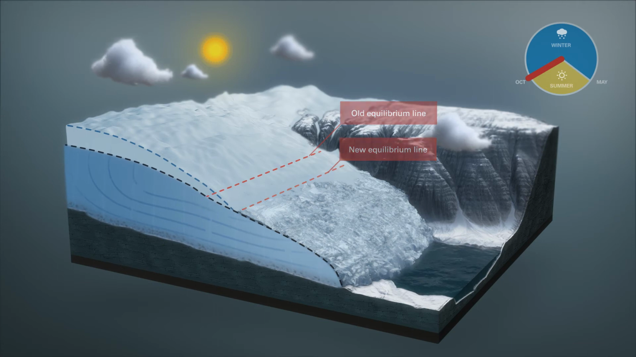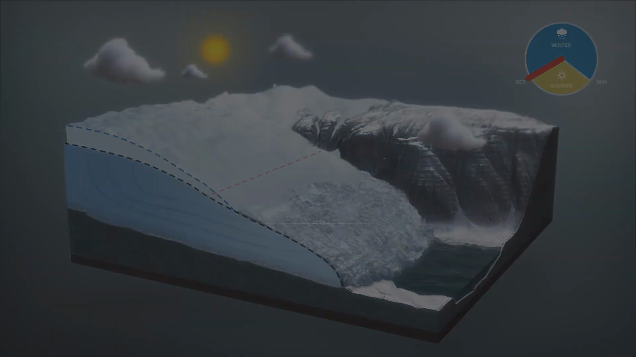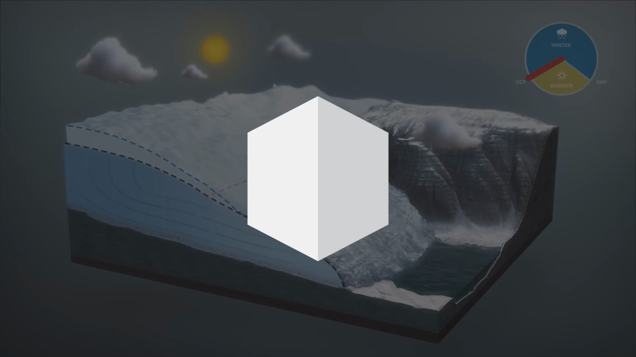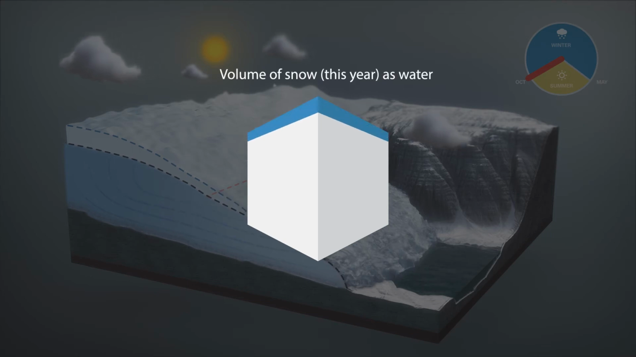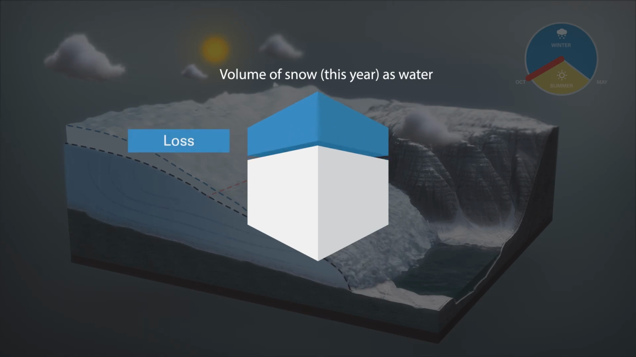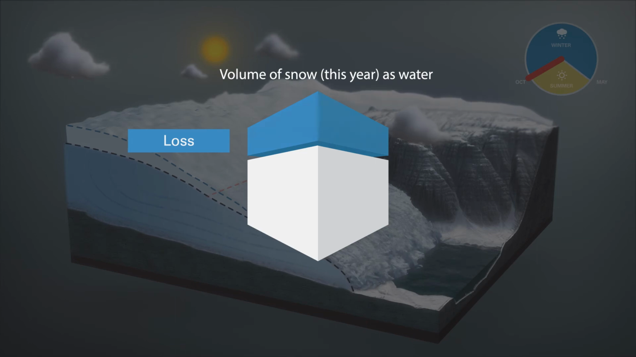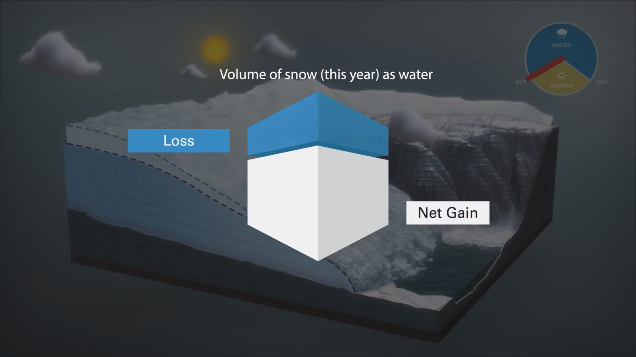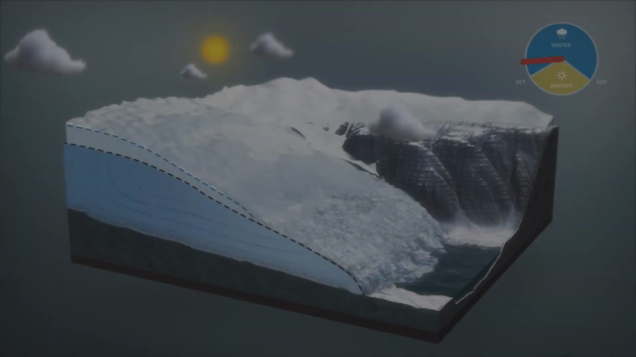Let's look at the assets. The volume of the total of new snow this year was a large cube-shaped block, calculated as water. The volume of water lost from the glacier as a result of melting was a cube of this size. In comparison, it's evident that there has been a large net gain of mass at the glacier. As a consequence, there is a surplus this year.